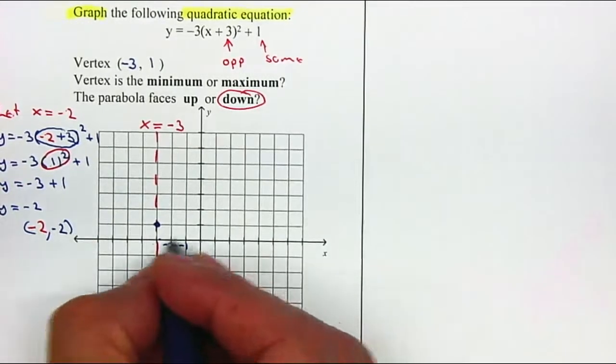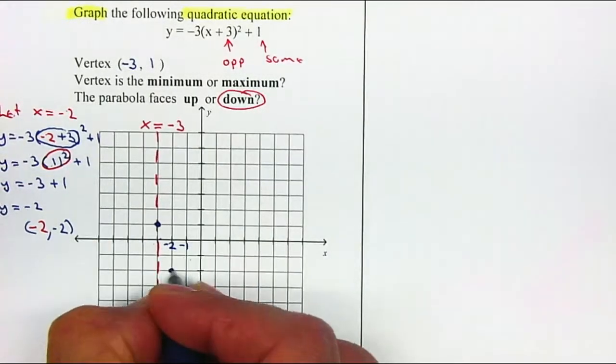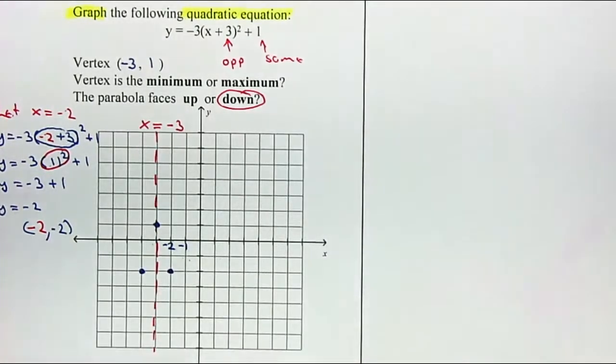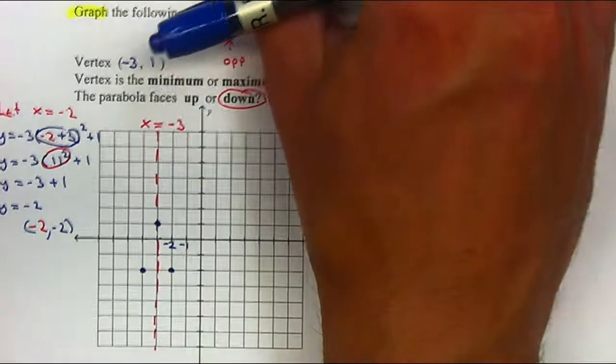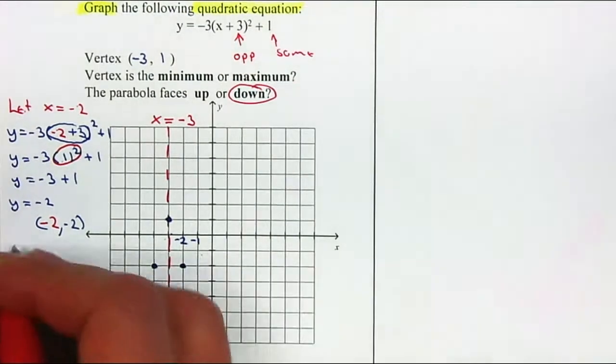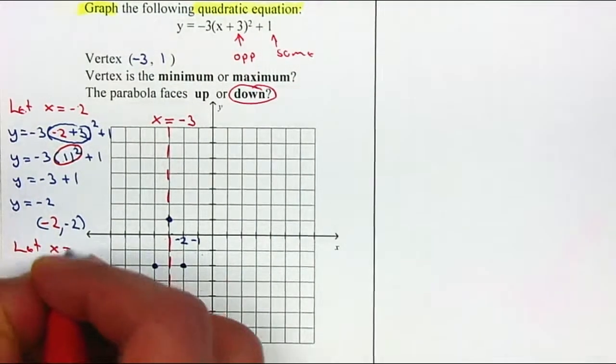So I'm going to go to the left 2 and 1, 2, down 2, and I'm going to reflect it to the other side. I need to find another set of points. I'm going to go to the right once again. I'm going to let x equal -1.